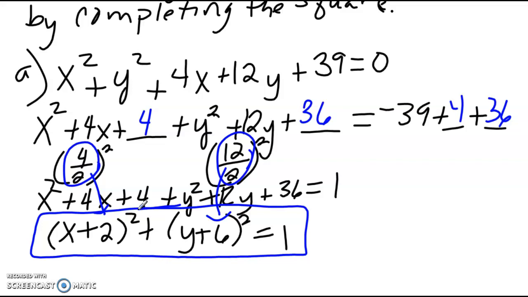What would be the center of this circle, Michael? What's the center? -2, -6. And what would be the radius, Gavin? How do we find the radius? Square root the 1, right? So that would be 1. Okay, good. All right, let's do another one.